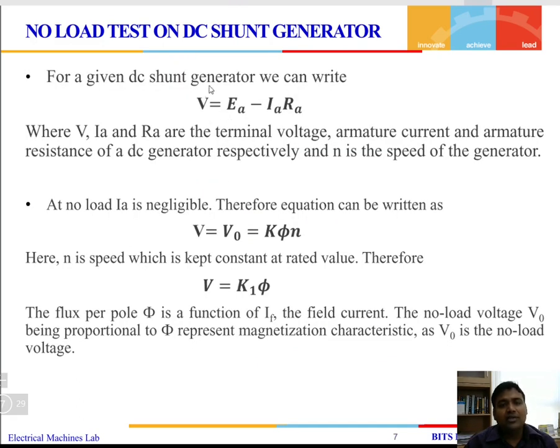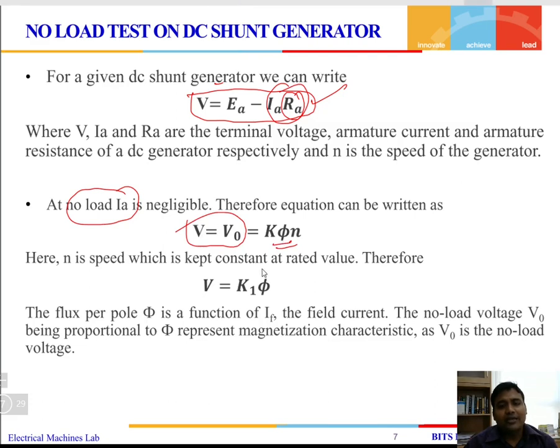Now for a given DC generator, if you write the voltage equation, the terminal voltage V is equal to EA minus IA RA, where RA is the armature resistance and this is the armature resistance drop. Now the no load armature current is very negligible. So basically the voltage V is equal to V naught is equal to K times phi into N.